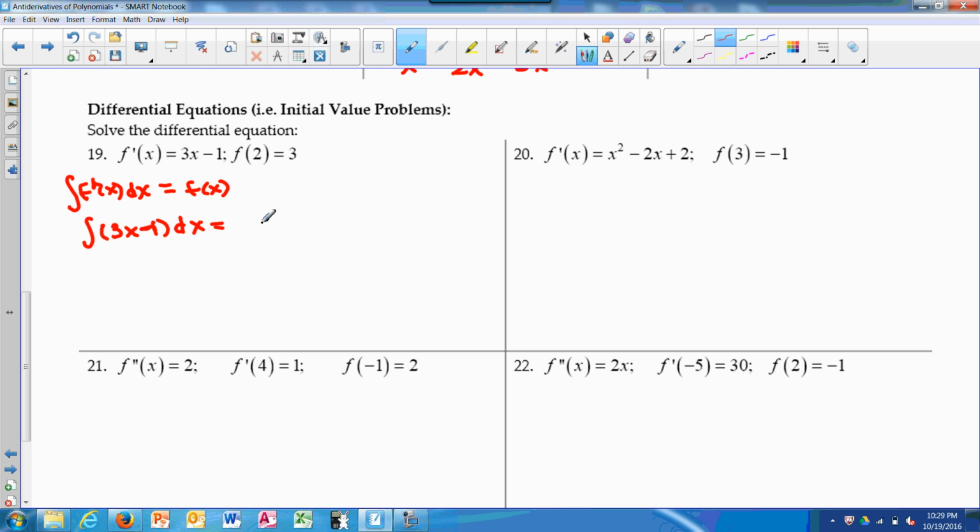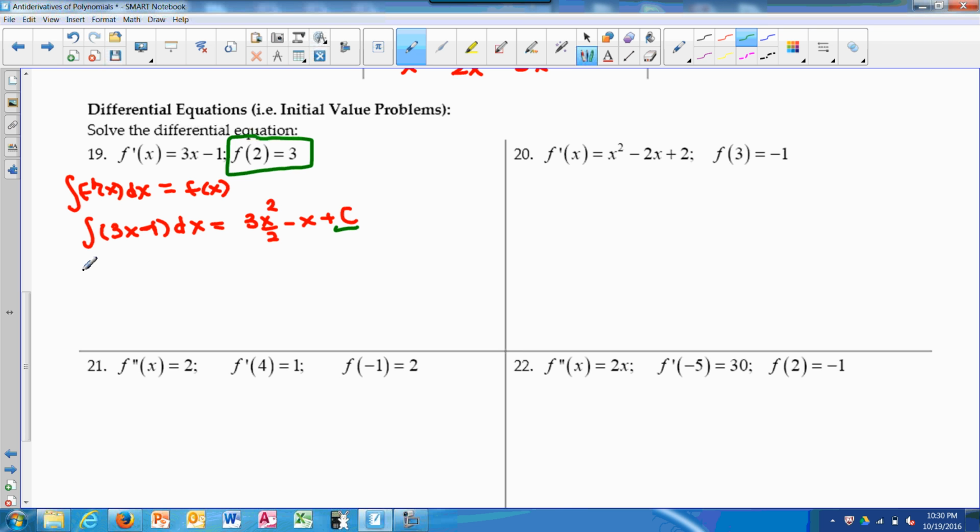the integral of 3x is 3x squared over 2. The antiderivative of negative 1 is negative x, and I have to have a plus c because I don't yet know which function or parabola this point might be on. But now this point is enough to tell me how to figure out what the c value might be. And it's possible that the c value is 0, but not always.